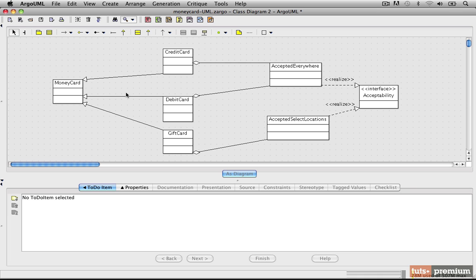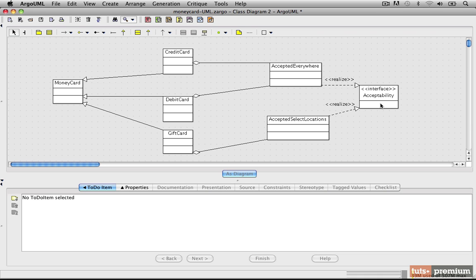Let's start on the left side here. So we know that a credit card is a money card, and this generalization relationship is represented by a solid line with a triangle on the end, and it points from the subclass to the superclass. So I've also defined this same relationship of a gift card is a money card and a debit card is a money card as well. To draw this generalization relationship, you can use the generalization tool up here at the top, and that'll draw the line with the triangle for you.